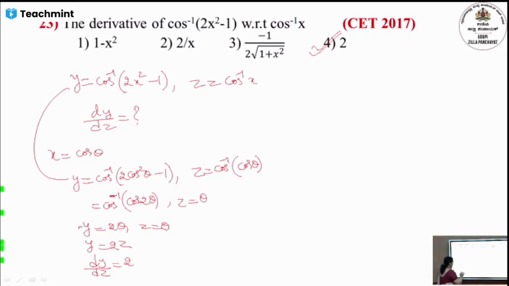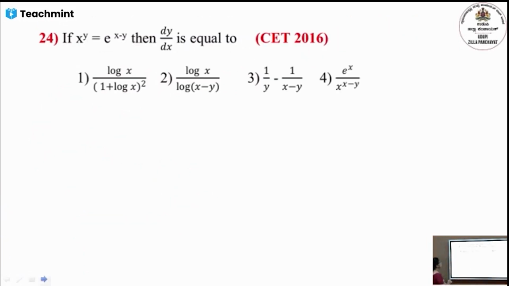Here it is parametric now: y is equal to 2 theta, z is equal to theta. So if parametric comes, as it is, you differentiate. See whether you can get a relation between the variables and get rid of the parameter. So y is 2z here, therefore dy by dz is 2, right?